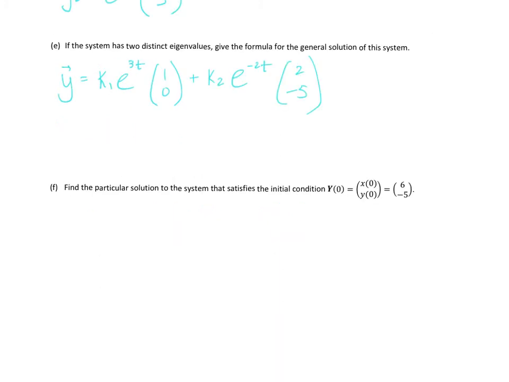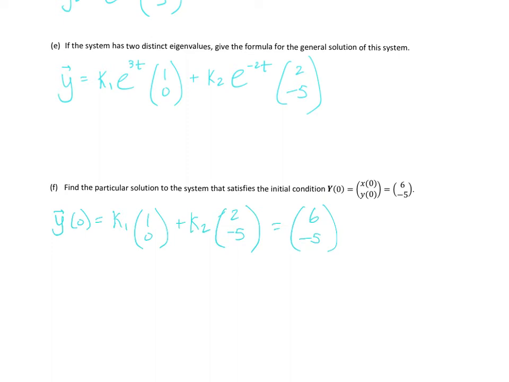Lastly, we want to find the particular solution to the system that satisfies the given initial condition. So y of 0 is k1 e to the 3t, that would be e to the 0, which is 1, times (1, 0), plus k2 e to the 0 is 1 times (2, -5). Supposed to give me (6, -5).